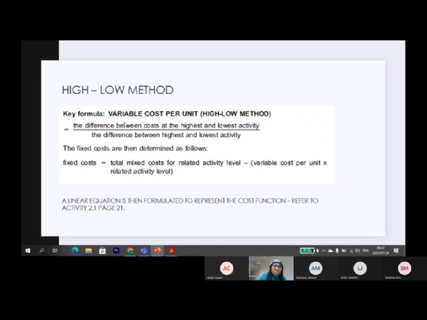Cool. So it will be the difference between your costs, because remember, for cost per unit, you must have your cost on top, and per means divide, and underneath will be your units.